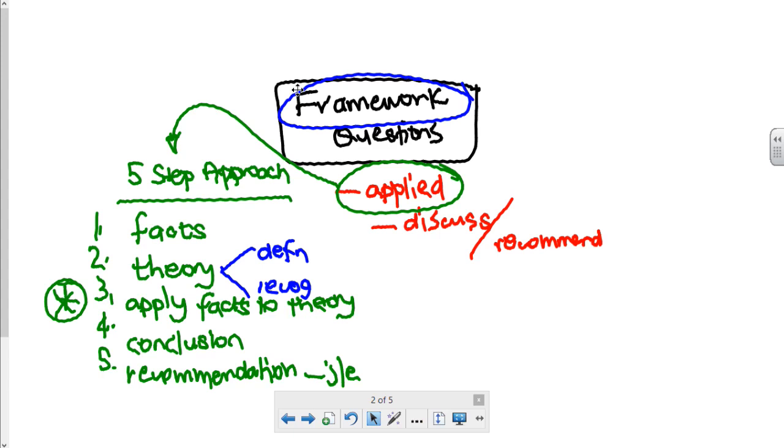So you will do this 5-step approach for any question that you get asked. You will be asked a question in the exam. The questions are, I'm going to say, plus minus 7 marks. It's more or less there. Sometimes it's a little bit more, sometimes it's a little bit less.